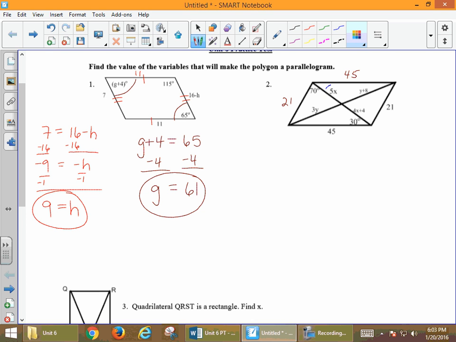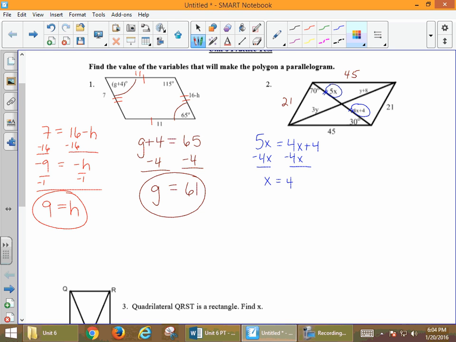That means 5x and 4x plus 4, those have to be the same. This piece is the same as this piece. So 5x and 4x plus 4 have to be the same because diagonals bisect each other. The word bisect means to cut in half. Solving, I'll subtract 4x on both sides. And that leaves me x equal to 4.